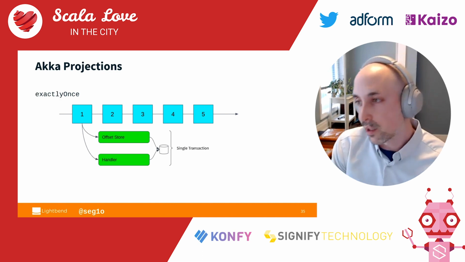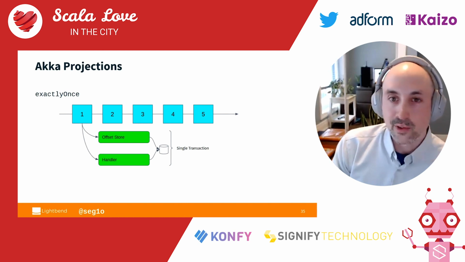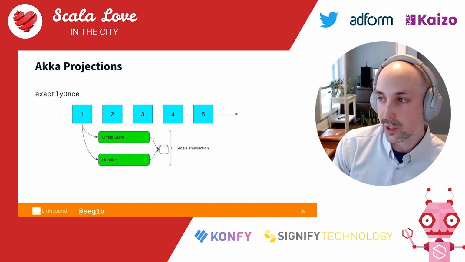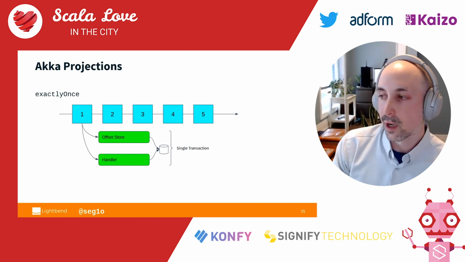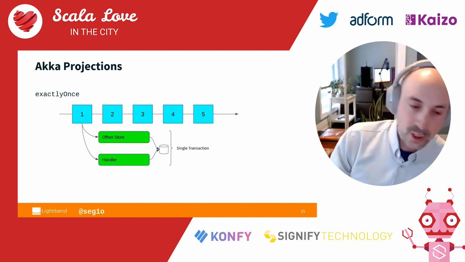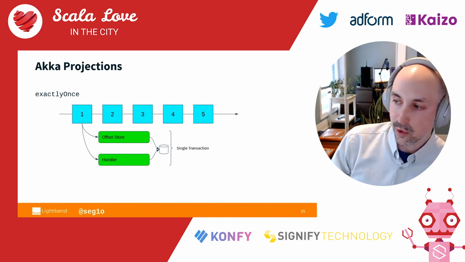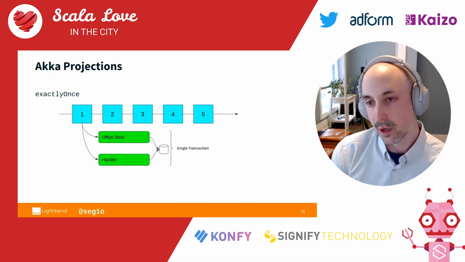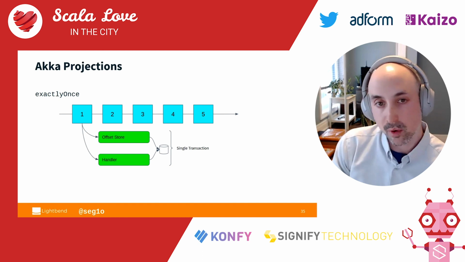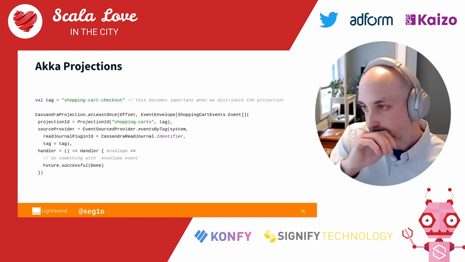And then exactly once is a kind of mythical message delivery strategy that we can implement with a number of caveats. If we use a relational database that supports transactions, and we have the offset store and the projection target in the same database, then we can combine those into a single transaction. And it's an all or nothing operation that we can commit or roll back. So that's how we achieve those guarantees.